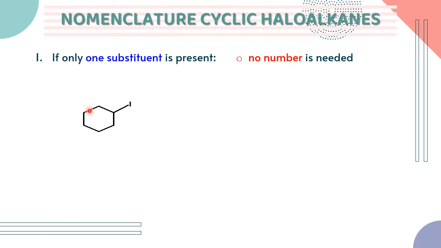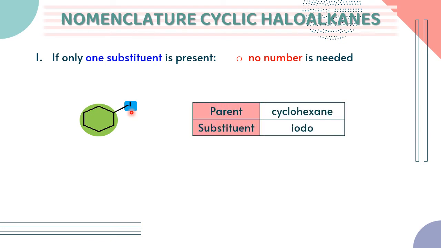We can straight away name this compound by identifying the parent chain. This is the parent chain, the 6 carbon cyclic structure, so we have cyclohexane, and on the cyclohexane we have an iodine. You don't have to number this iodine because you only have one, so numbering is not necessary. The parent name will be cyclohexane. The substituent, the iodine, will become iodo. So the name will be iodocyclohexane.